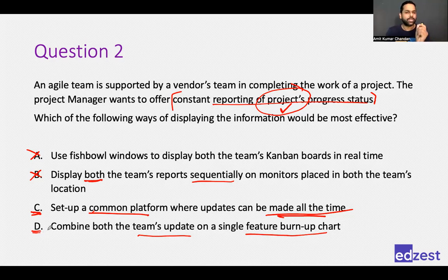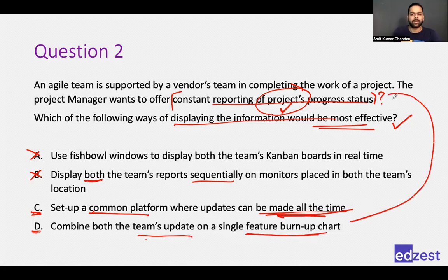Whichever option is directly helping you achieve your objective or answering the question is what you have to choose, because we are looking for displaying the information as a most effective way. Right? So setting up a common platform where updates can be made all the time is a little bit general. But combining both the teams' update on a single feature burn-up chart is specific and is answering my question. Although what we are selecting here is just a common platform, we are not talking about how we will display the information, or what information would be displayed. So it is not answering the question, although it is providing a good tool.